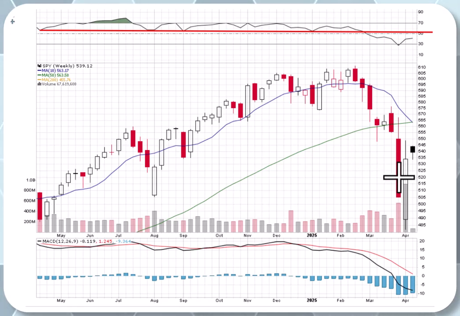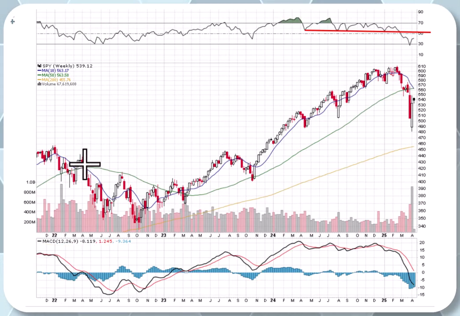And we can see that one thing that's concerning is the 10-week moving average, which is in the blue color, is sloping down and it's about to cross under the green 50-week moving average. That is a concerning look, and it's concerning because it's going to predict some bearish action. The last time this happened was in 2022.